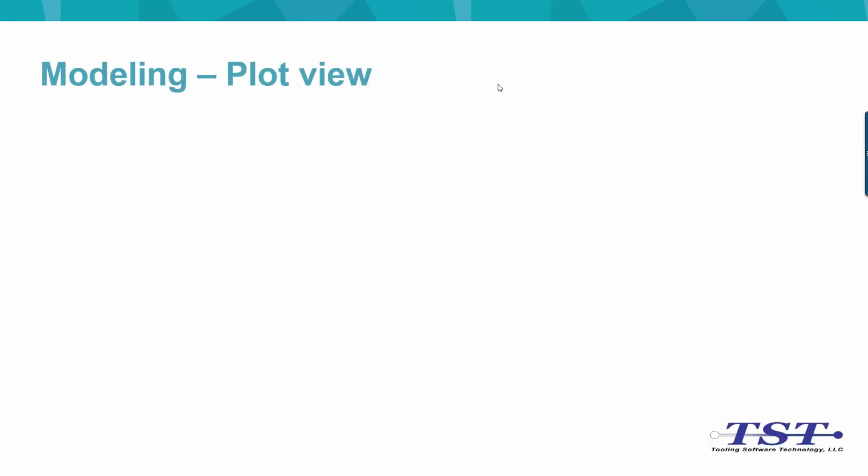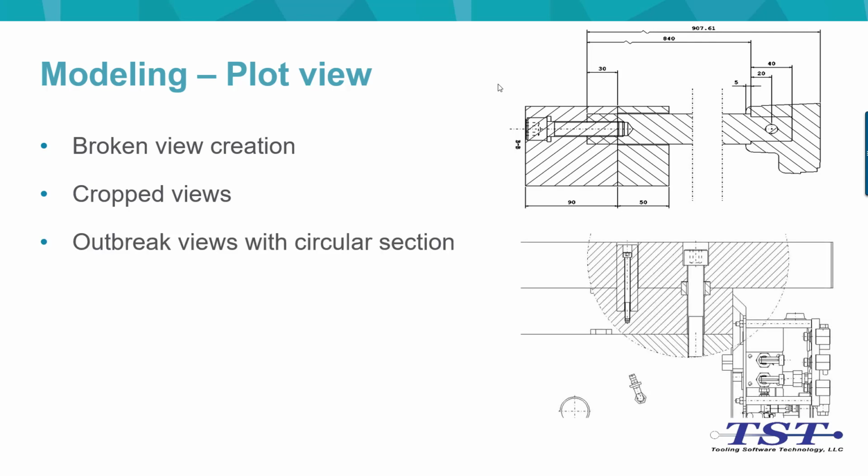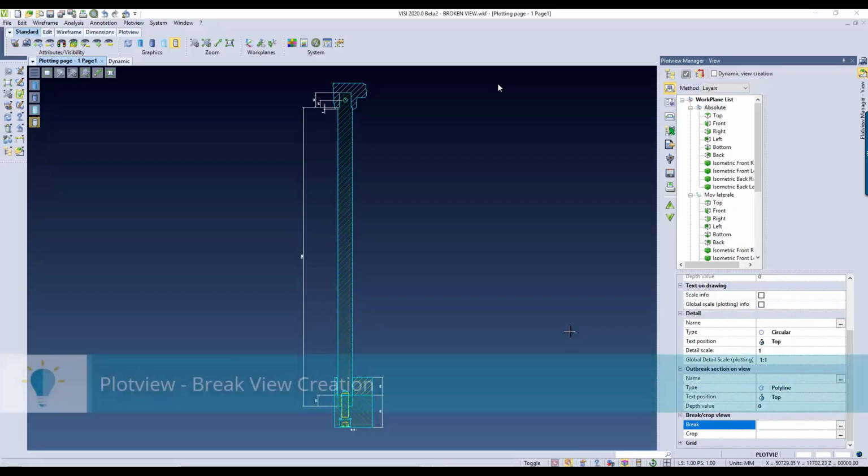So next, we're going to go over some of the new plot view features. We now have the ability to create a broken view on a longer part to fit into a mask. We can also use a cropped view to fit something into a mask. Within the outbreak section view, we now have the ability to create a circular section, whereas in previous versions it was just rectangle and polyline. So here's just a quick video.